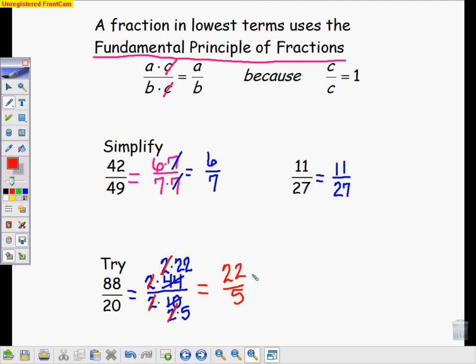Now check. 22 is 2 times 11. 5 is prime. Nothing else will cancel. Final answer, 22 over 5.